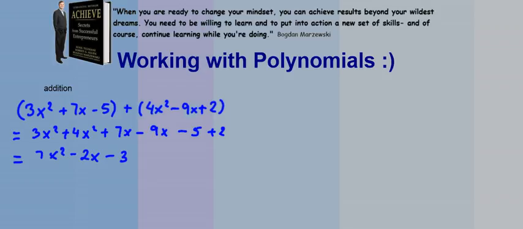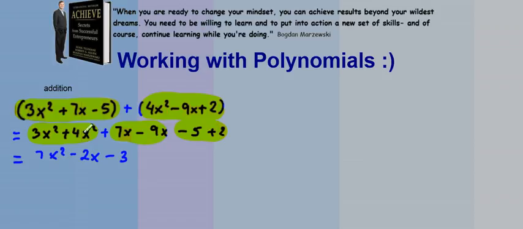So let's look at the addition example. Right here, you have two polynomials that we need to add together. So this trinomial with the next one right here. So the way you add polynomials is simply by grouping like terms together and simplifying each sum.